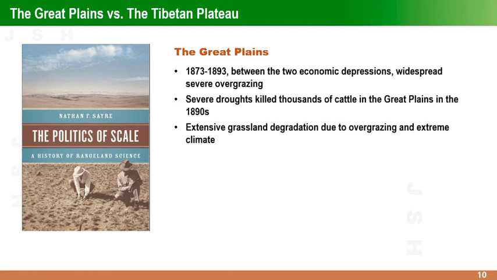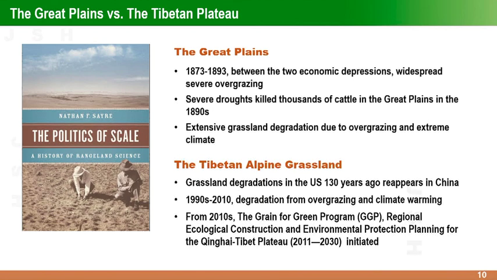This overgrazing happened just because of the capital flow, the investment for the profit of big companies from the east to the west United States. And also the severe drought killed thousands of cattle in the Great Plains in the 1890s. And also there's extensive grassland degradation due to overgrazing and climate. So this situation actually happened now in China after 130 years later.